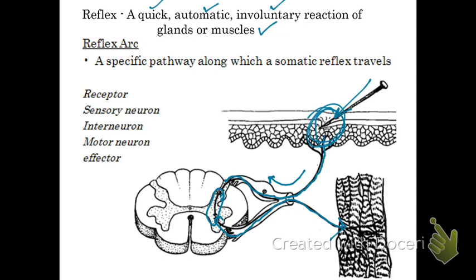Again, none of this includes the brain. This is happening before that. Now, right after you pull away, your brain does become aware of it, and you become aware that you have burned yourself and all of that goes on. But the immediate response of a reflex, here are the 5 steps, and it does not involve your brain.